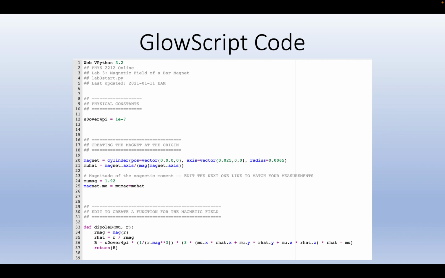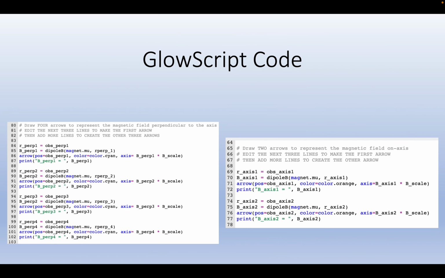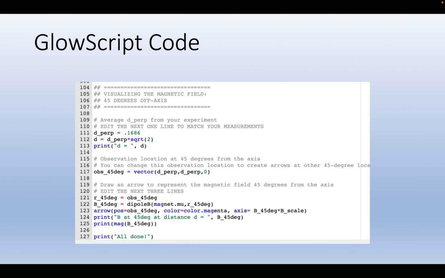So getting into the GlowScript code, you can see here we're setting up our physical constants and creating the magnet at the origin. So we inputted that value we found for mu, and then we're going to create that function for the magnetic field at the bottom. Next, we're going to be creating a total of 6 arrows, 2 of which are going to represent the magnetic field on axis, and then the other 4 are going to be perpendicularly off axis.